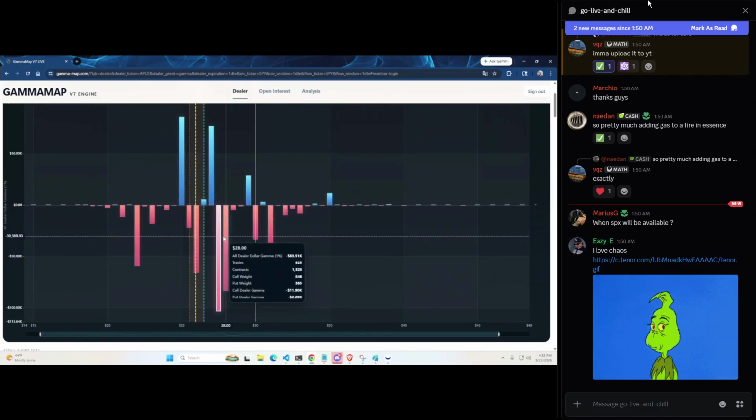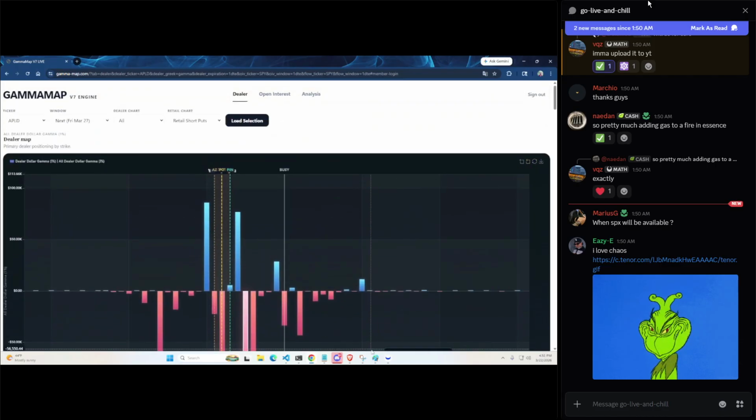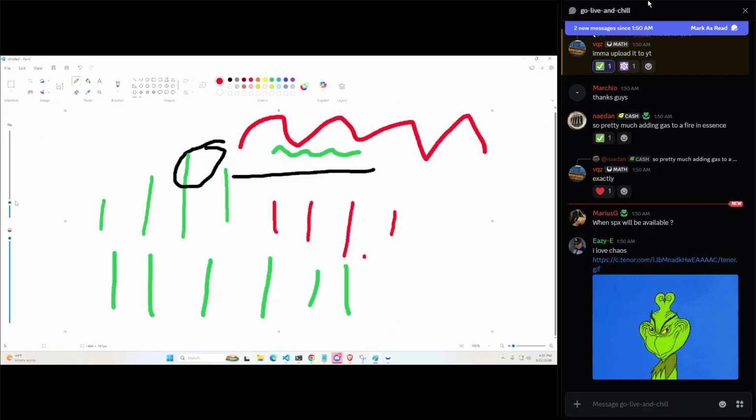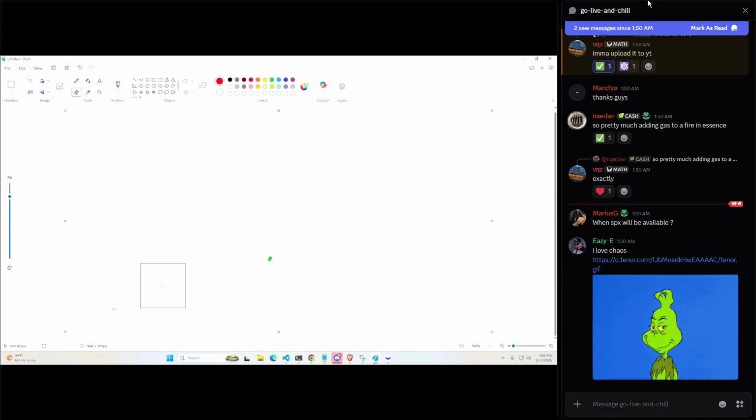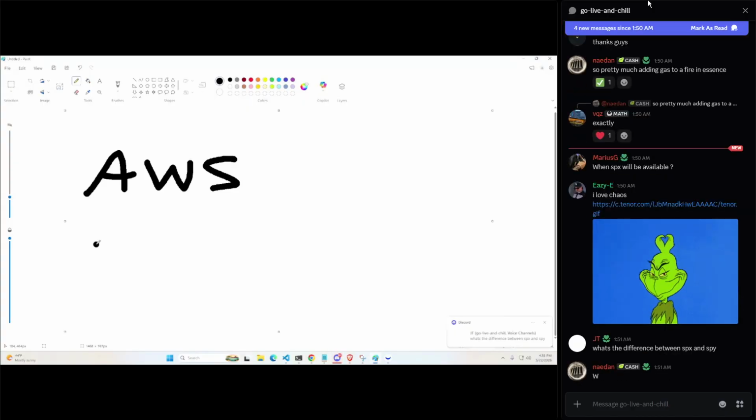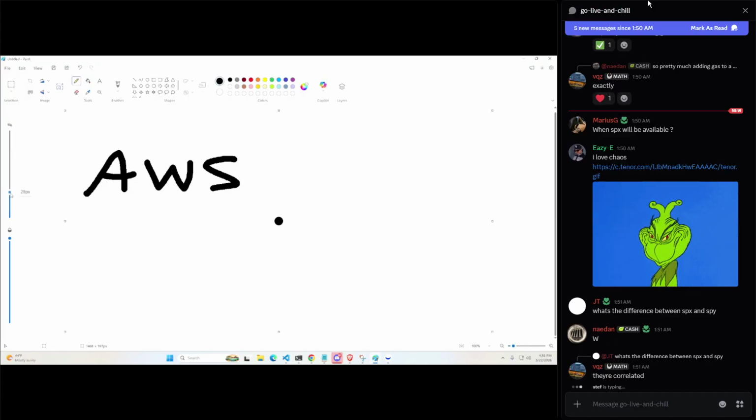When will SPX be available? Cam, when will we support SPX? Right now we run this on a server on my computer. Our goal, as the company grows and our funding grows, is to get a strong AWS server that can support so many tickers under the sun. You're going to see the general picture, guys. It doesn't matter if you have SPX or SPY. We're negative gamma on both.